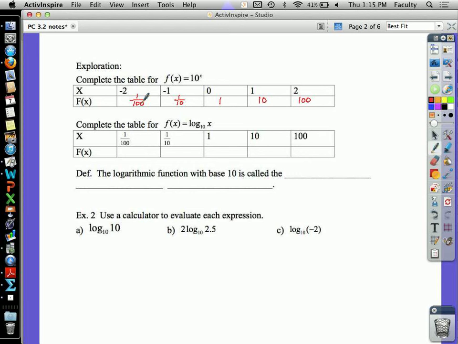Do you remember that a log and an exponential are inverses of each other? So to do the next table, do you remember I can just switch the x and the y values because they're inverses. The logarithmic function with base 10 is called the common log, or the common logarithmic function.